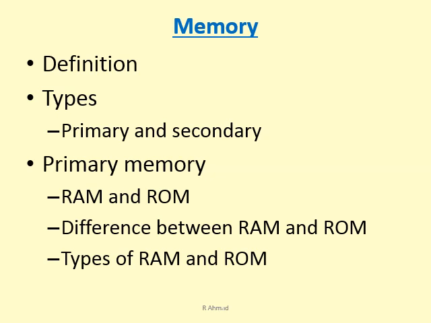Then we talked about different types of RAM and ROM. If you remember, RAM can be divided into two types: static RAM and dynamic RAM. And ROM we talked about in three different types: PROM, programmable read-only memory; then EPROM, erasable programmable read-only memory; and EEPROM, electrically erasable programmable read-only memory.